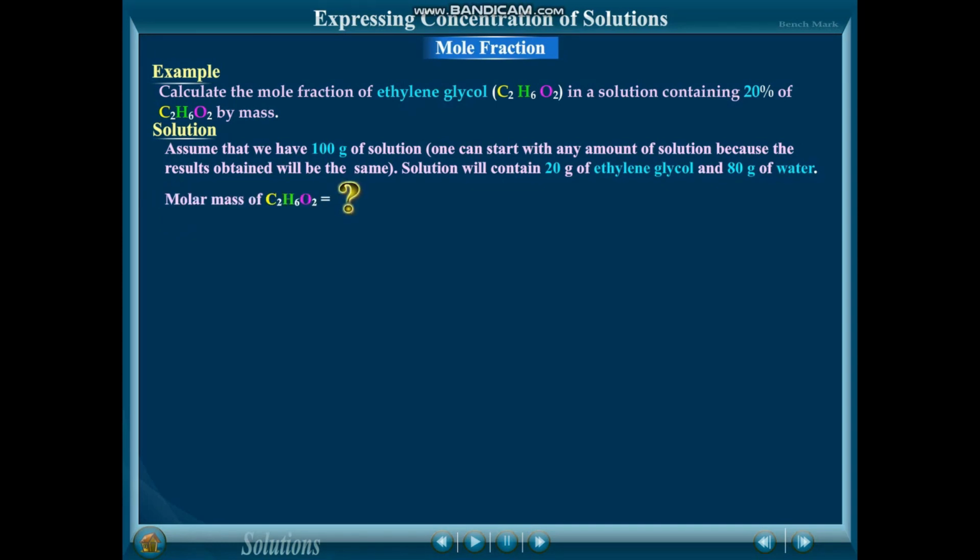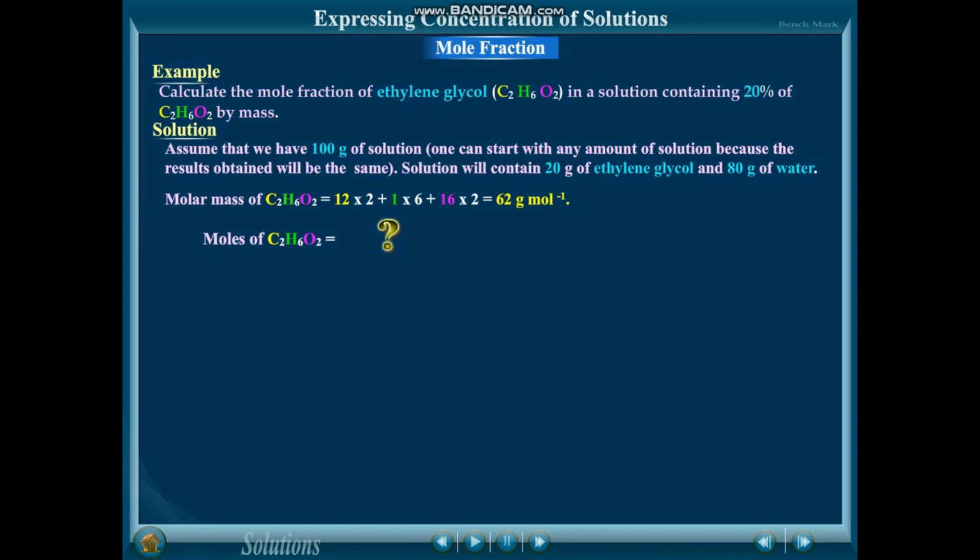Molar mass of ethylene glycol. You can calculate that: 12 into 2 plus 1 into 6 plus 16 into 2, where 16 is the atomic mass of one oxygen atom, would be 62 grams per mole. The molar mass of ethylene glycol is 62 grams per mole.